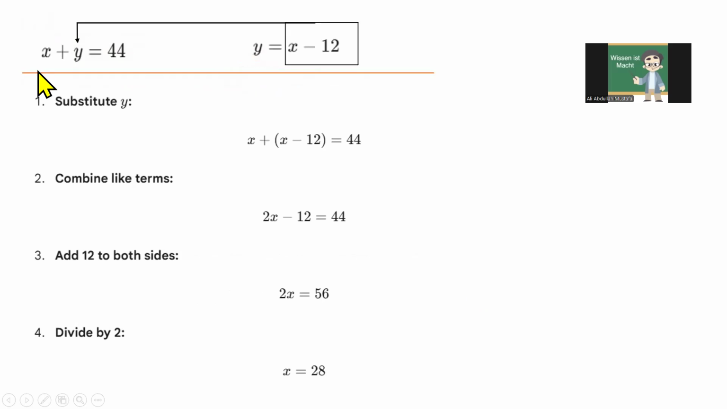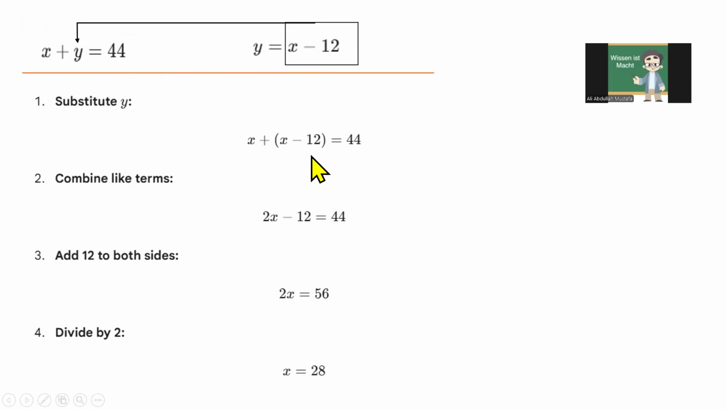And then we have these two equations. I take any one of them. I take this one and I substitute in the stead of y. What I do, I put x minus 12, because y is x minus 12. So I put this value here. So it's going to be x plus x minus 12 equals 44, as you see here.